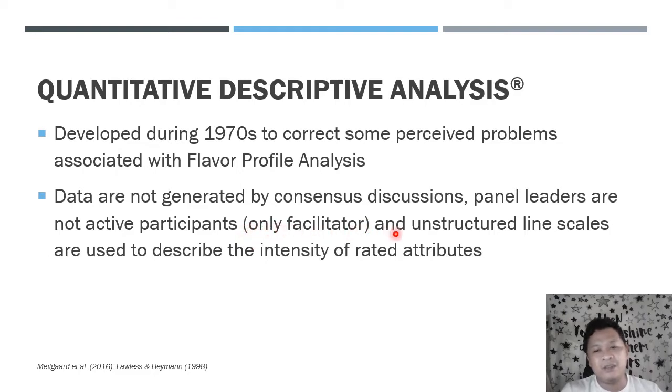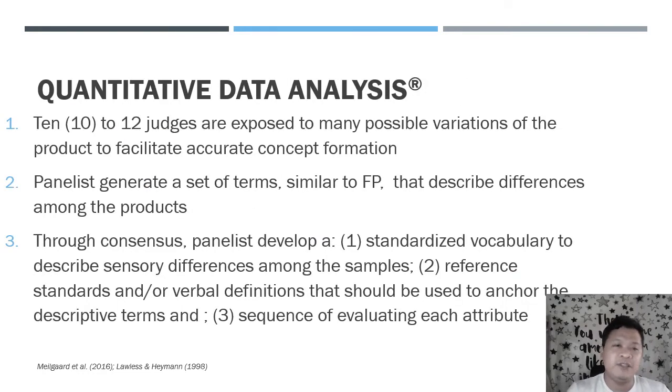In this case, we use unstructured line scales instead of the 0, -1, 1, +1, etc. And those line scales are used to describe the intensity of whatever attributes are being considered. So the procedures for QDA are as follows. You have 10 to 12 judges exposed to the product and its variations to facilitate the formation of concepts na familiarize lang sila dun sa product.